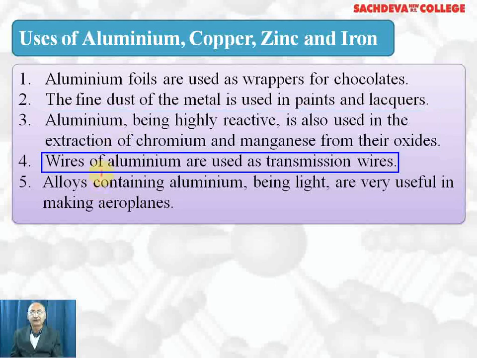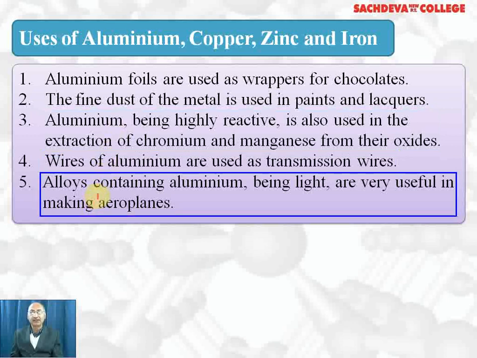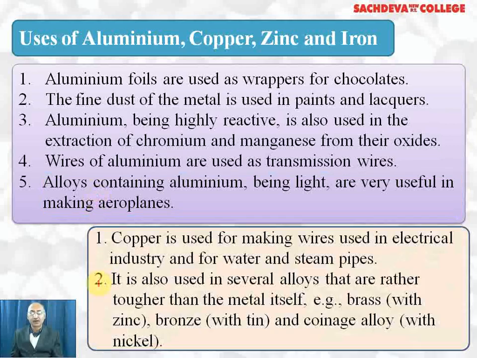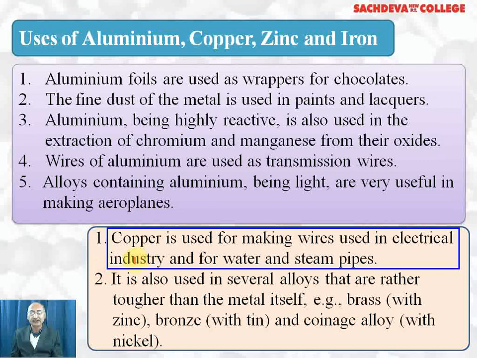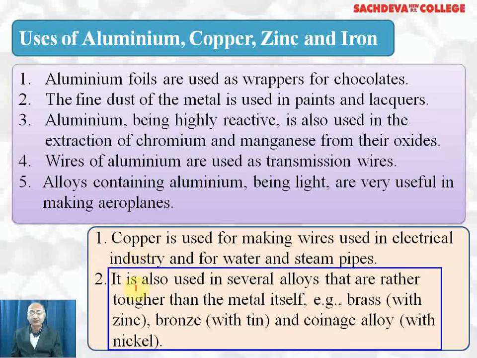Wires of aluminium are used in electrical transmission because it's a good conductor of electricity. Alloys of aluminium, particularly duralumin, being light, are very useful in making aeroplanes. Aluminium alloys with magnesium are also used for making pressure cookers and cooking utensils. Copper is used for making wires in electrical apparatus. It is used in several alloys which are tougher than the metal itself. So to make it hard, we convert it into alloys.